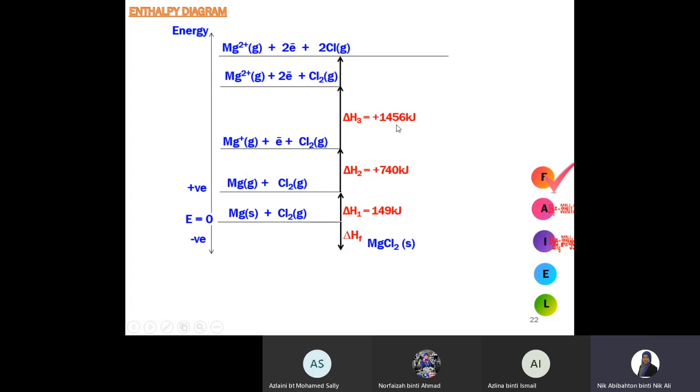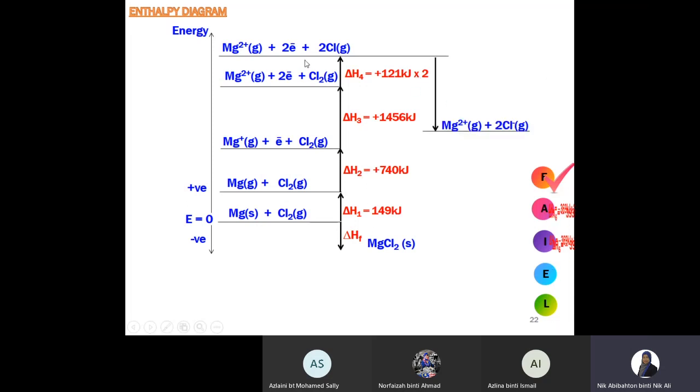Then write the value of the enthalpy for the second ionization energy of magnesium. Okay, then we proceed with the electron affinity. Before that, atomization of the chlorine: Cl2 gas will produce 2Cl gas. We already looked at this one just now, why we should times it by 2. So make sure you know whether it has to be times by 2 or not. So times the equation by 2, you must also times the value of enthalpy by 2.